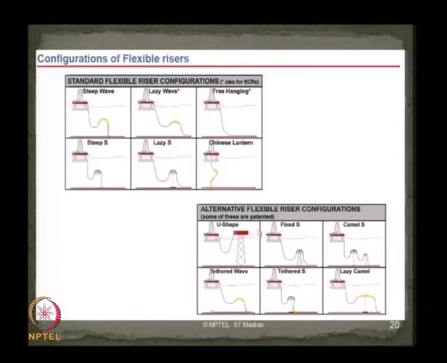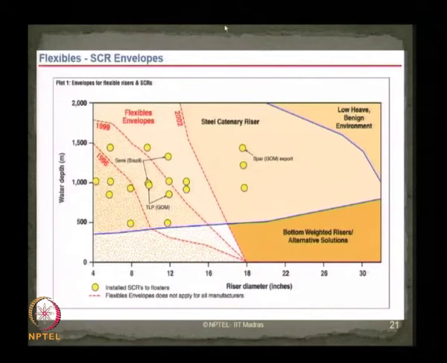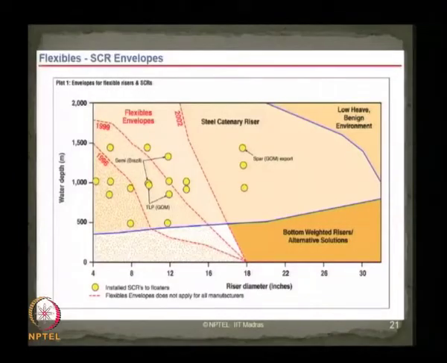Some of them are highly patented and being used in Gulf of Mexico, in US. People have support systems for these risers which are called U shape, fixed S shape, camel S shape, tethered wave shape, tethered S shape, and a lazy camel shape. These are all specific kinds of geometric shapes of risers which have been used for flexible risers mostly in deepwater layouts. If you look at different kinds of flexibles where the steel catenary riser envelopes have been deployed.